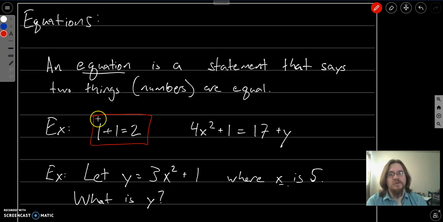So 1 plus 1 is a number, 2 is a number, and specifically, there is an equal sign, so this is what makes this an equation. So 1 plus 1 is equal to 2.